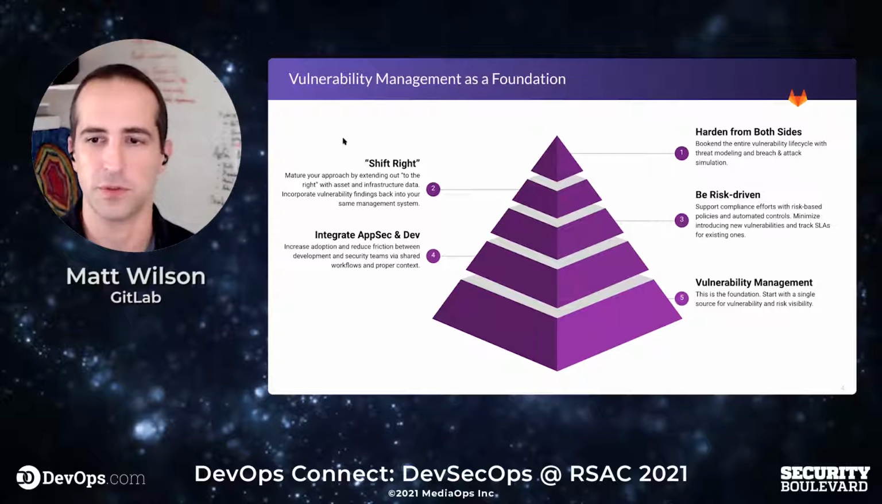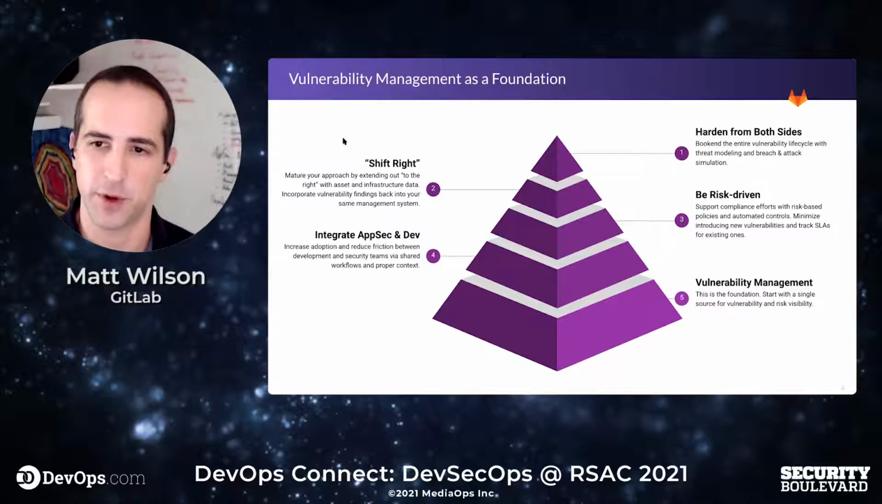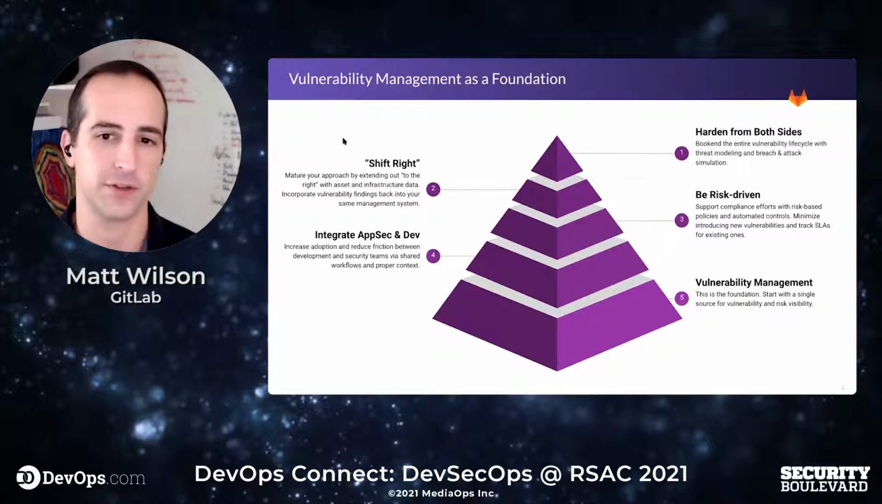Eventually, you want to move to be more risk-driven as well. This is going to support some of your compliance efforts with things like risk-based policies. And if you're leveraging modern DevOps practices, you can actually start to automate a lot of these controls as part of your software development lifecycle as well.